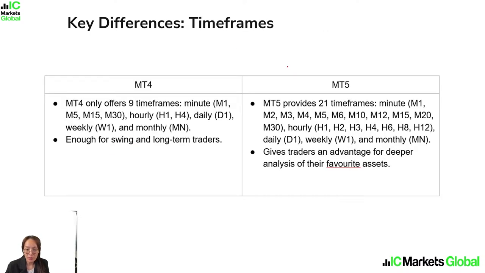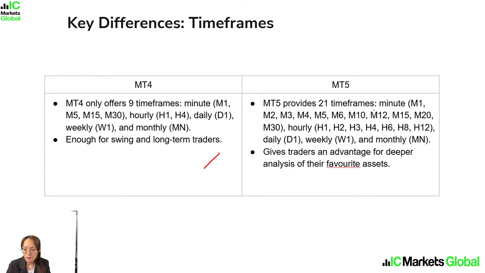And if you see over here, of course, MT5 is an upgraded version of MT4. That's why MT5 provides 21 time frames. You can see that MT4 only has maybe 9, which is M1, M5, M15, M30, H1, H4, daily, weekly, and monthly, right? It may not be enough for the swing trader or the position trader.